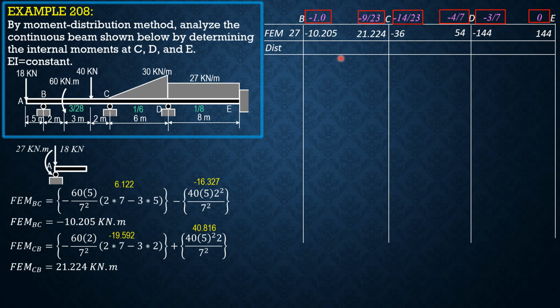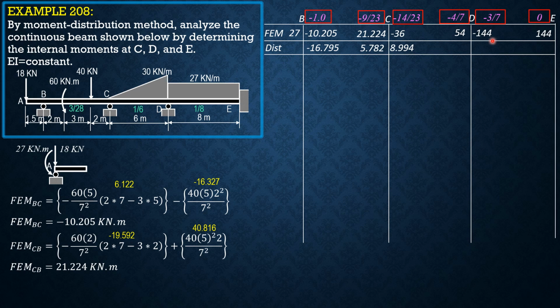Then let's distribute. So quantity 27 minus 10.205 times negative 1 is, put it here, negative 16.795. Take note that this is already balanced. Then at C, quantity 21.224 minus 36, close, times negative 9 over 23, positive 5.782. Then times negative 14 over 23, put it here, 8.994.